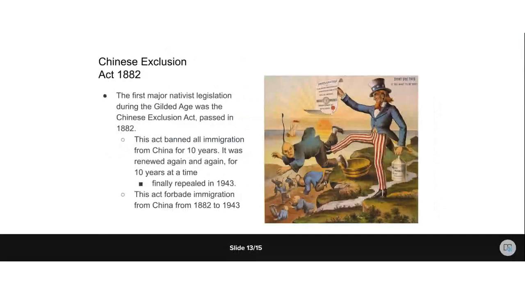The Chinese Exclusion Act is the first nativist legislation during the Gilded Age, and it was passed in 1882. This act banned all immigration from China for 10 years, and it was renewed again and again every 10 years until 1943. For 63 years, you were not allowed to immigrate from China to the United States because of nativism and xenophobia.